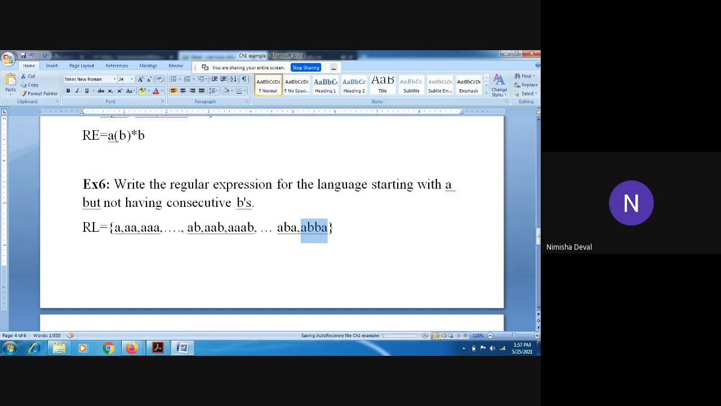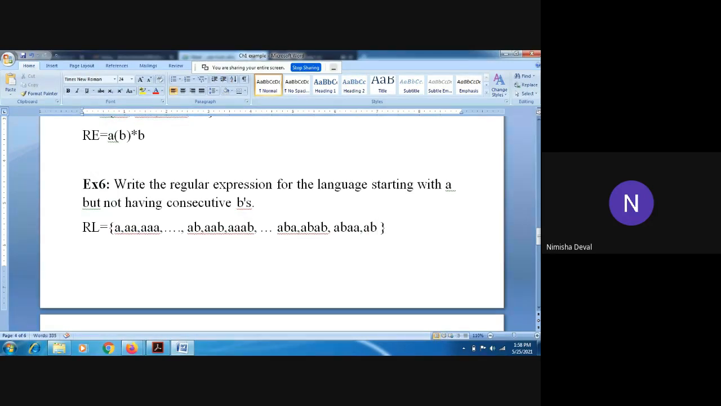Yes. Here two consecutive B's are there. Will this string be allowed or not? No, ma'am. Correct. So this string is not a part of our set of strings. Next, ABAB is allowed. Then ABAA. Consecutive A's are allowed, so we can write like this.